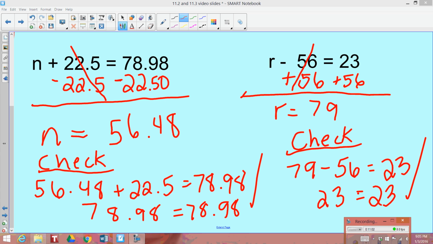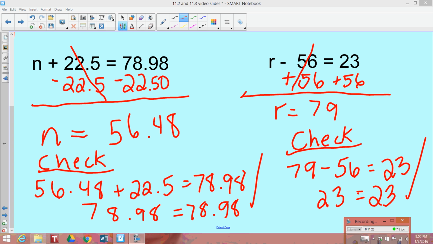Alrighty, so you should be able to check your own work. When you look at the equation n plus 22.5 equals 78.98, you can say to yourself, okay, I'm thinking of a number. When I add 22.5 to it, I get 78.98. Therefore, the inverse of that would be 78.98 minus 22.5, and you should get 56.48.